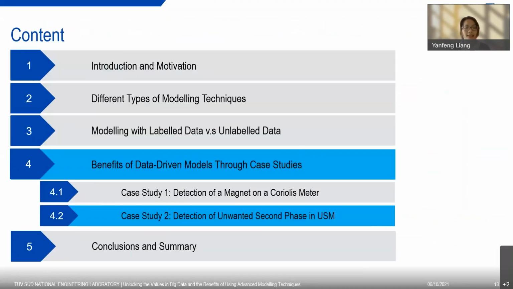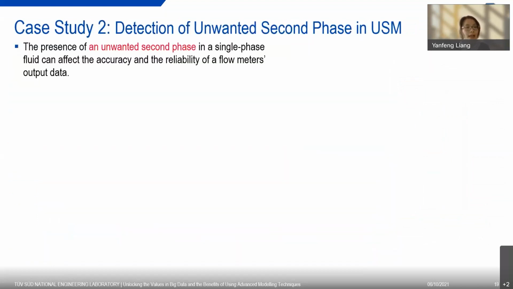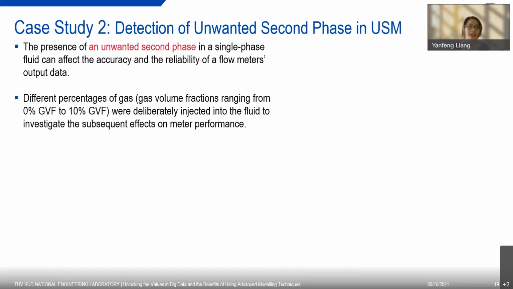The second case study is now on another type of meter, the ultrasonic flow meters. And in this case, we wish to use the model to detect when we have an unwanted second phase in the fluid. As we know, the presence of an unwanted second phase in a single phase fluid can really affect the accuracy and the reliability of a flow meter's output data. So in order to investigate the degree of effect, how badly our ultrasonic flow meters were affected by having an unwanted second phase, an experiment was conducted at NEL where a different percentage of gas was deliberately injected into the fluid to investigate the subsequent effects on the meter's performance.